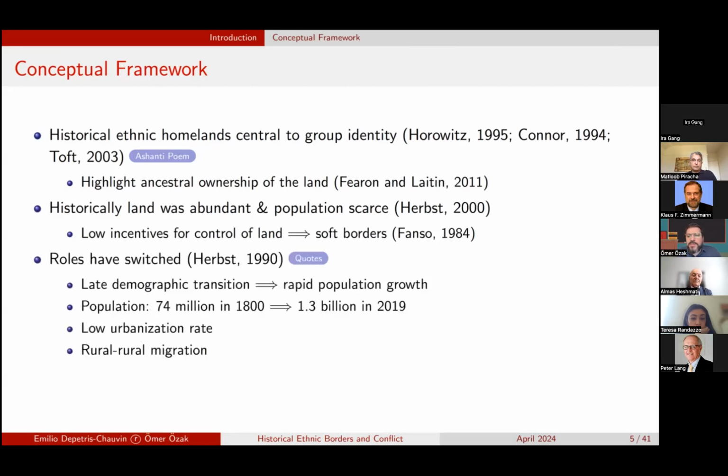But in the last 200 years, the roles of land and population have basically switched, right? Africa has had a very late demographic transition, which has led to really rapid population growth, so that we've gone from about 74 million people in 1800 to 1.3 billion in 2019, right? This has been accompanied by low urbanization rates and high rural-to-rural migration, suggesting that the competition for resources on the continent has really increased a lot.